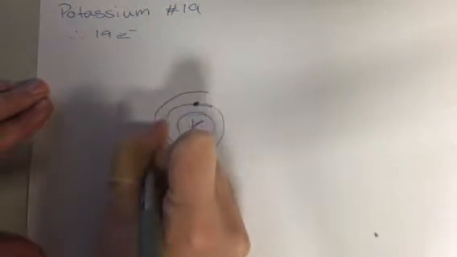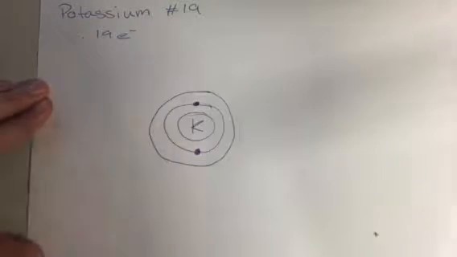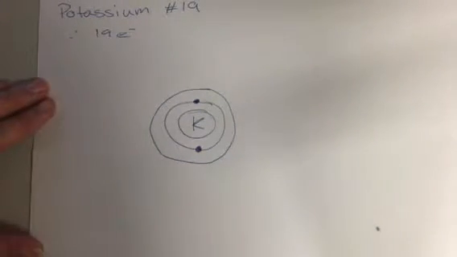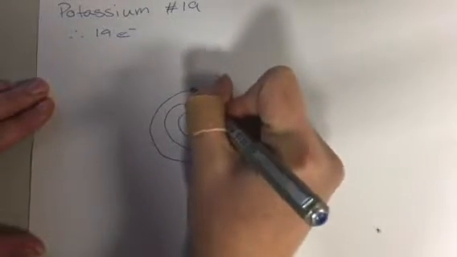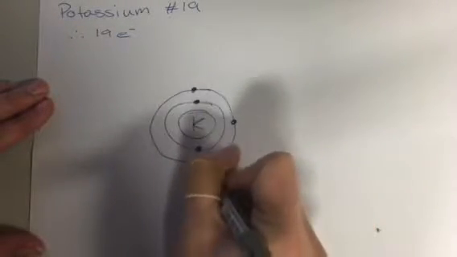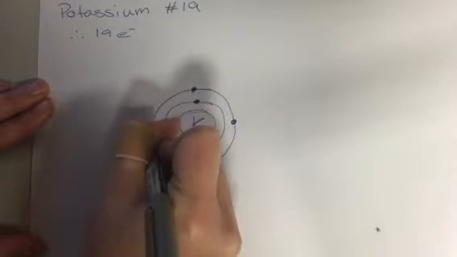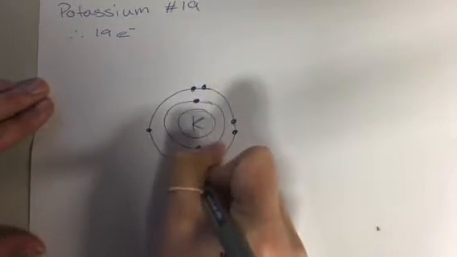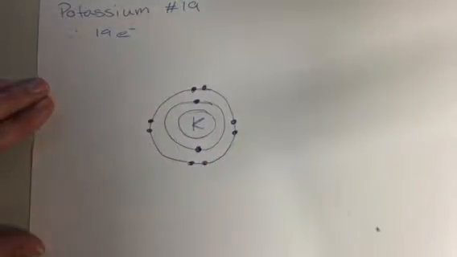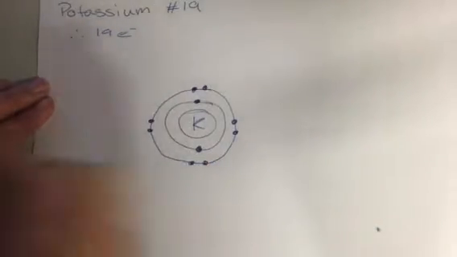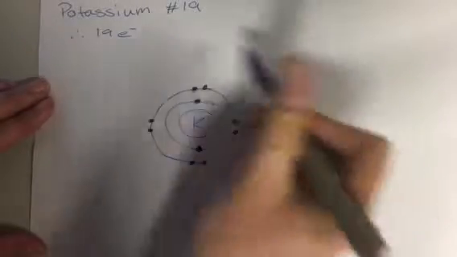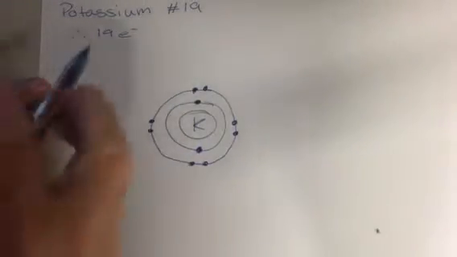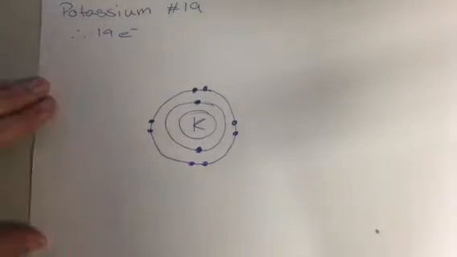So we're going to do another shell. This is shell number 2, and we're going to be able to put 8 electrons maximum in there. So we're going to go 1, 2, 3, 4, 5, 6, 7, 8. So we've got 8 electrons in there now. I've got 2 plus another 8. That's a grand total of 10 electrons have found happy little homes there. We've still got 9 to place because we're starting with 19.